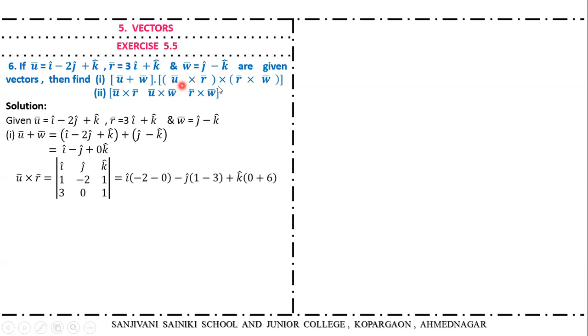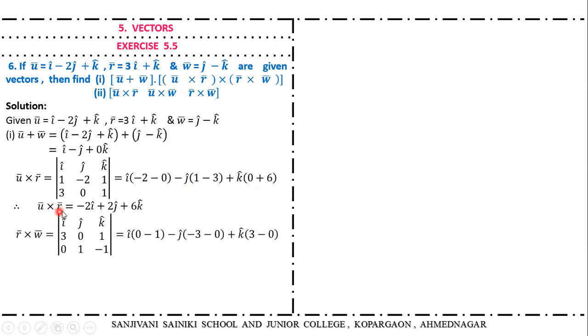Now we require u bar cross r bar. Use the definition of the determinant for the cross product. The first row is i, j, k, the second row is the components of the vector u bar, and the third row is the components of the vector r bar. Simplify it, and you get u bar cross r bar.